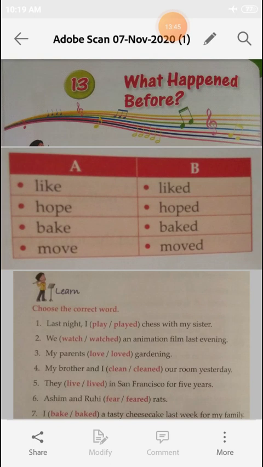Students, firstly, read this chapter carefully, and write all the exercises in your notebook. Okay? Thanks, students.